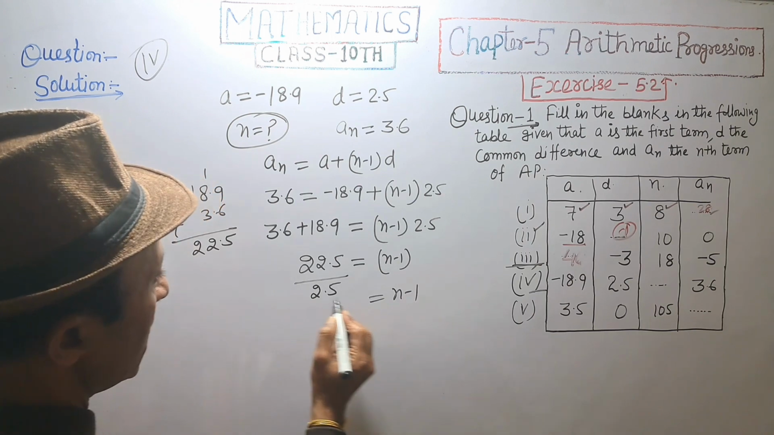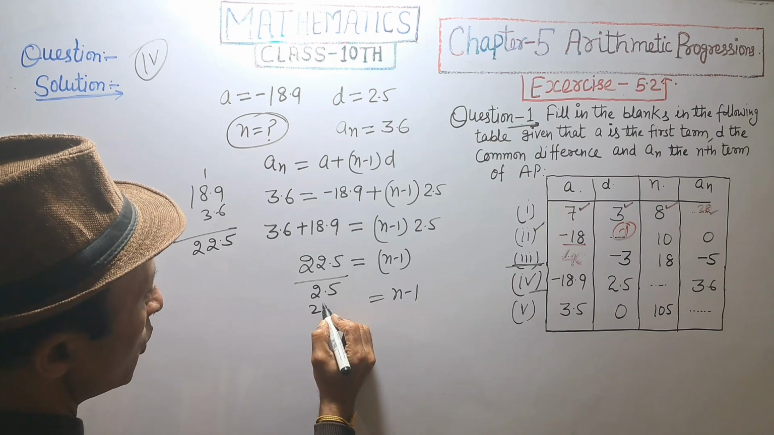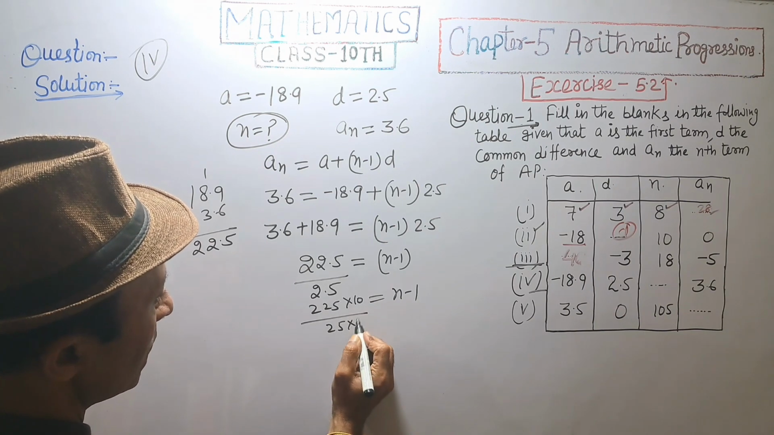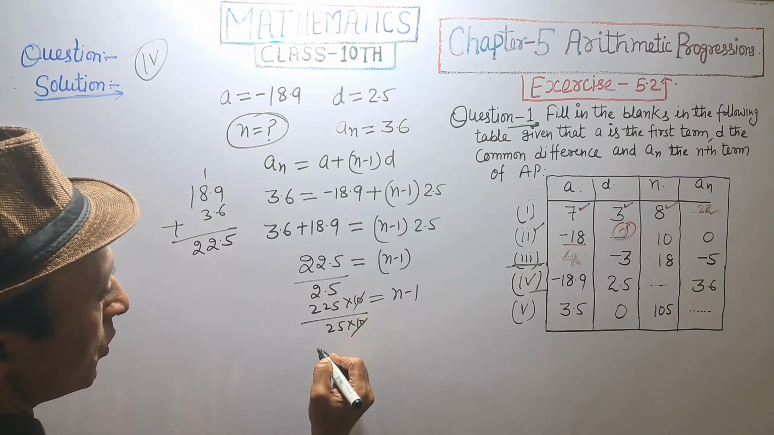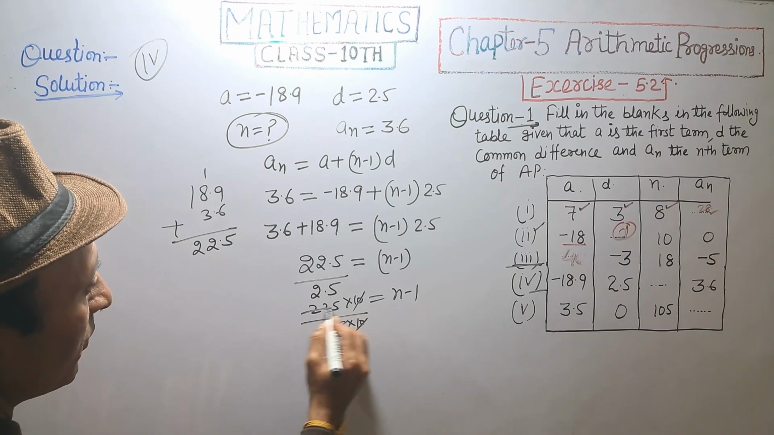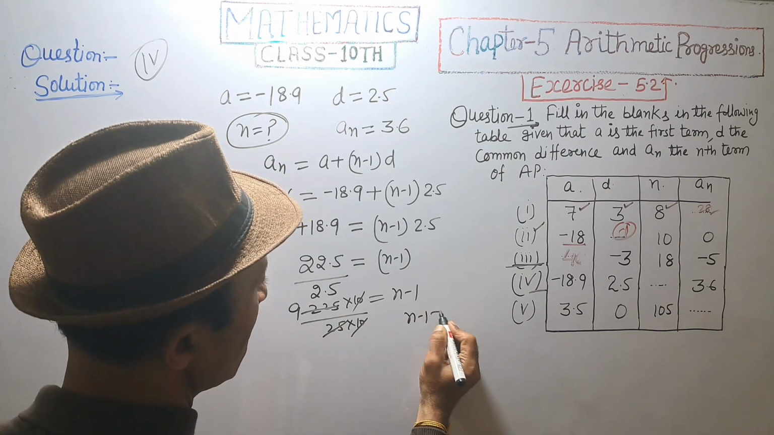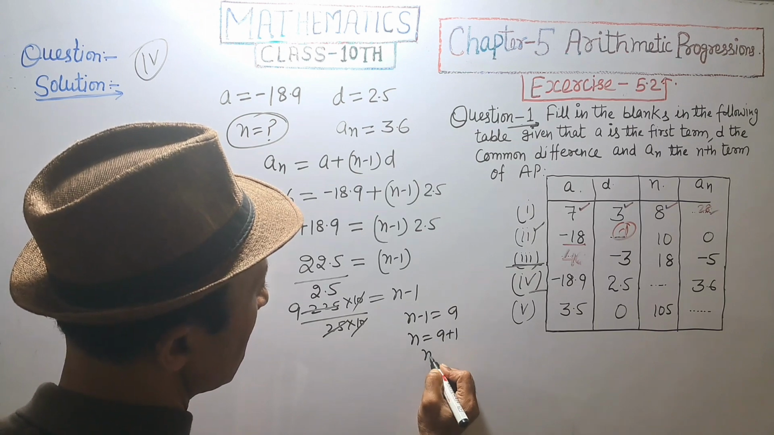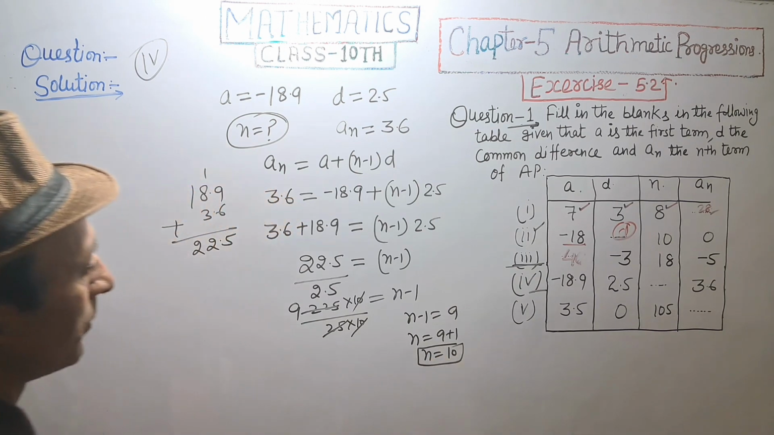N minus 1 is equal to 225 multiplied by 10 and 25 divided by 10. 0 cancels 0, 25 nines are 225. N minus 1 is equal to 9. N is equal to 9 plus 1. Then N is equal to 10.